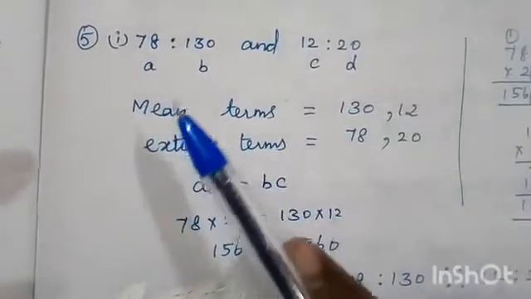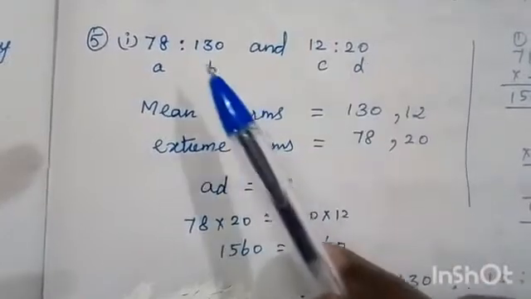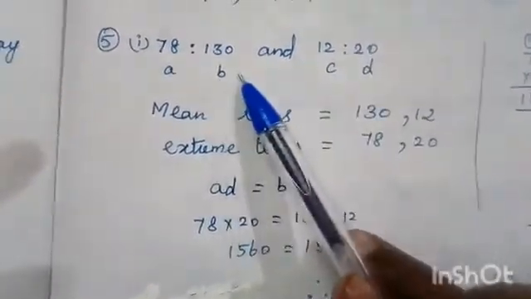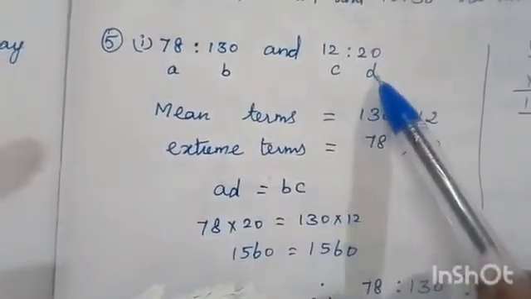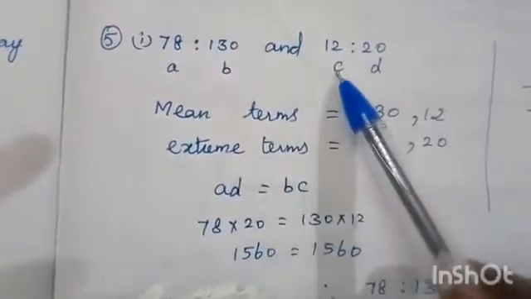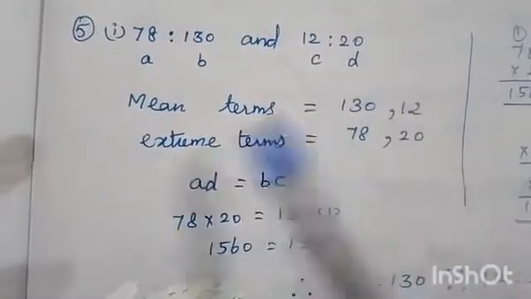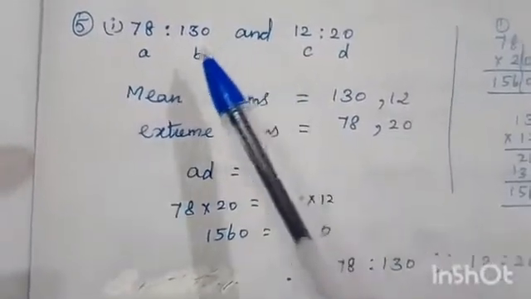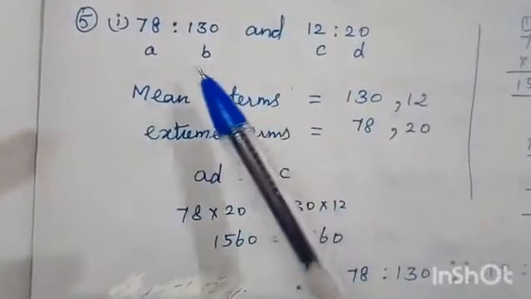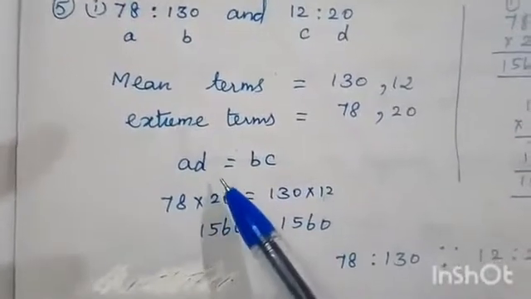First you write the two ratios, 78 is to 130 and 12 is to 20. Call them A, B, C, D. First ratio A is to B, second ratio C is to D. B and C are the means. A and D are the extremes. So what are the mean terms? Mean terms are 130 and 12. Extreme terms are 78 and 20.